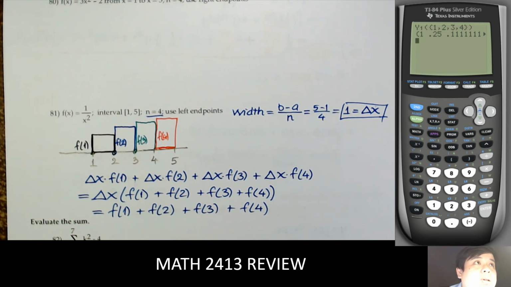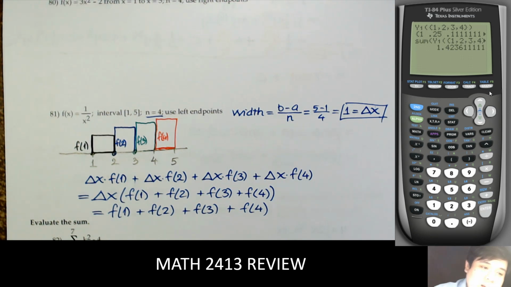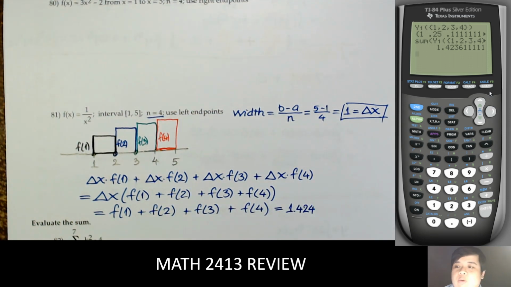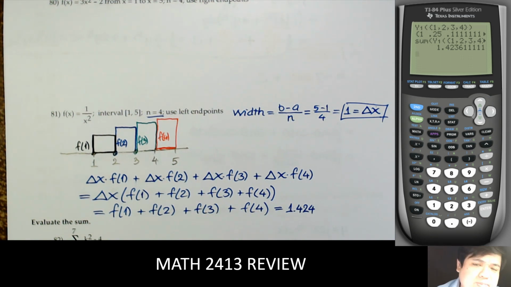Next, we're going to add them up. So hit second stat again, go to math, option number 5, and we just add this list. And that is 1.423. Let's try 3 decimal places.